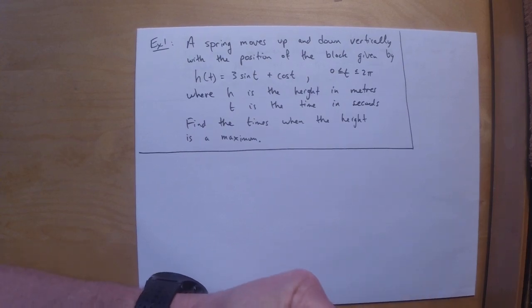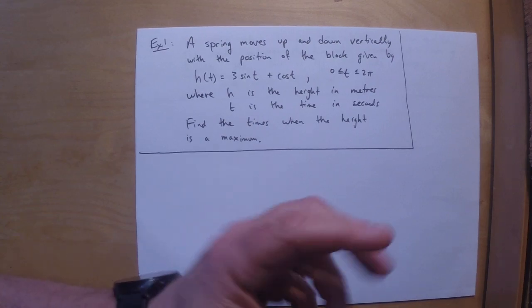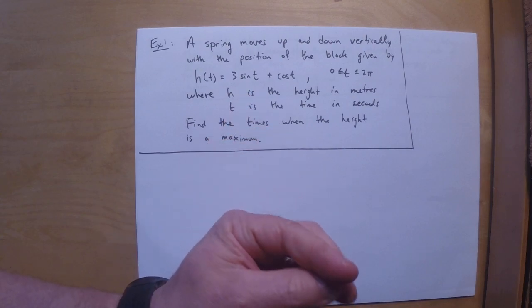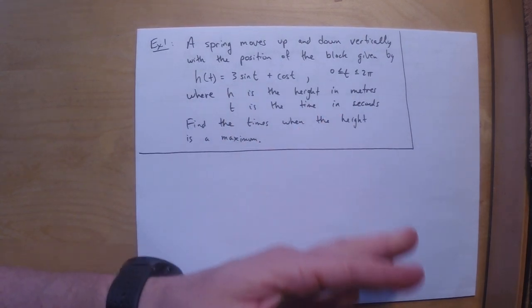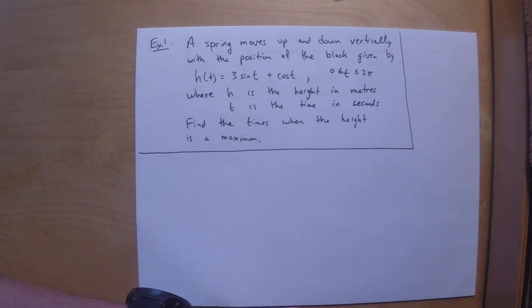So here we go. First question: a spring moves up and down vertically with the position of the block at the bottom of the spring given by h of t is 3 sine t plus cos t, where t is between 0 and 2 pi. H is in meters, t is time in seconds. Find the times when the height is a maximum.